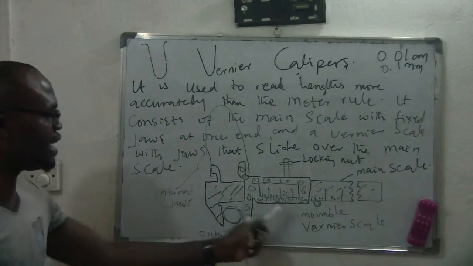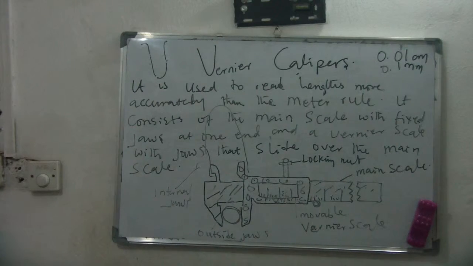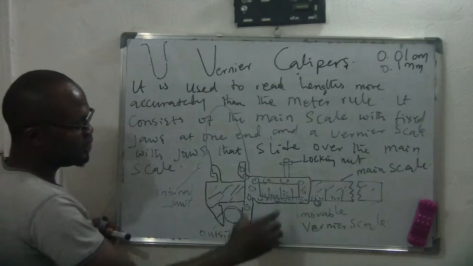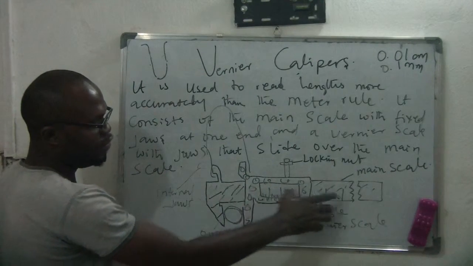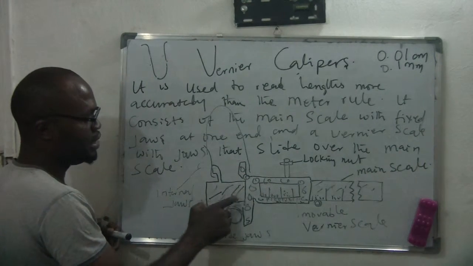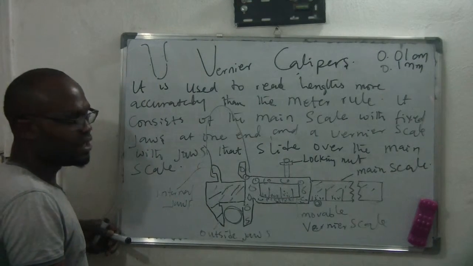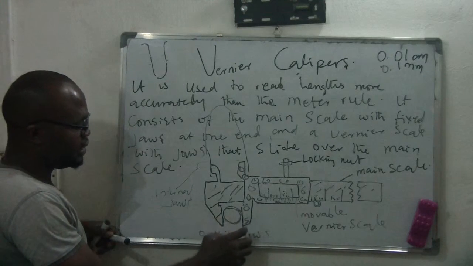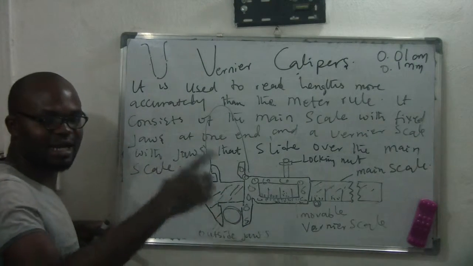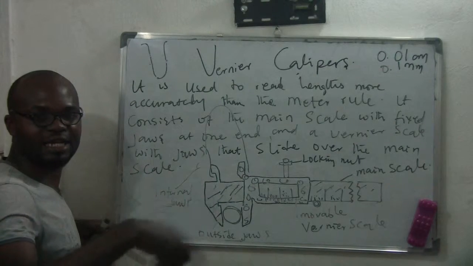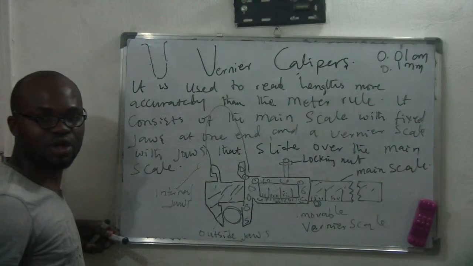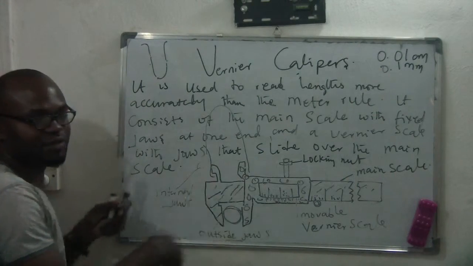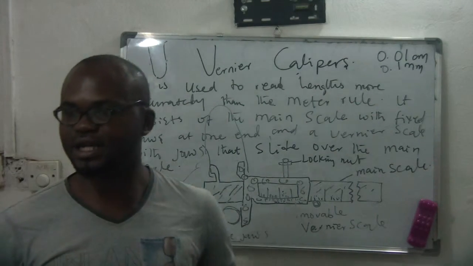So this is a typical diagram of a vernier caliper that has two scales: the vernier scale that moves, the movable vernier scale, and the main scale that is static. Then it also has two jaws. You use the outside jaw for measuring outer diameter, external diameter of tubes or round pipes, you understand? Whereas you use the internal jaw to measure the internal diameters. Is that clear?